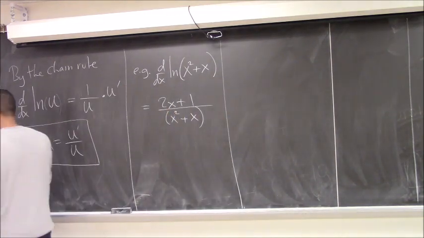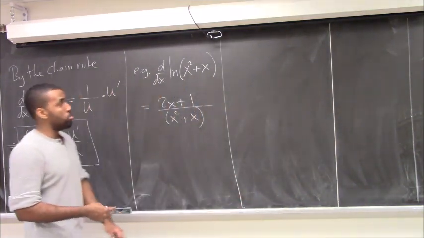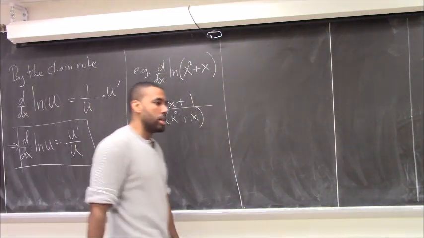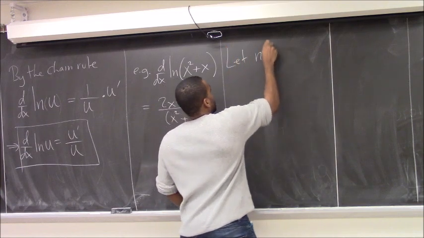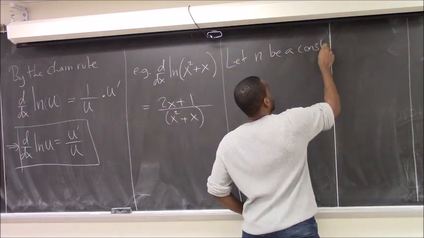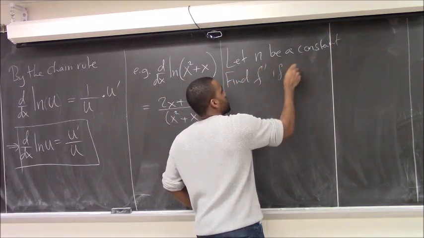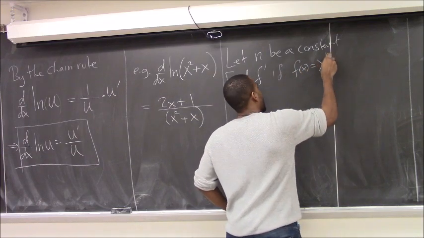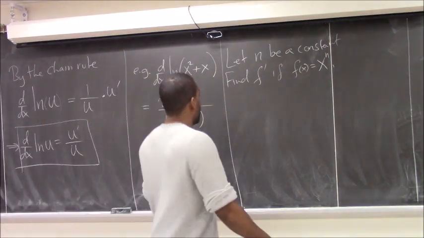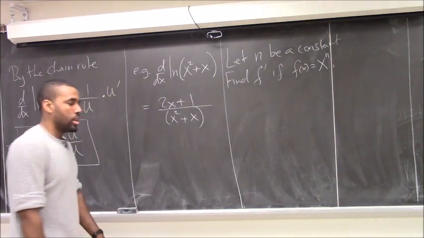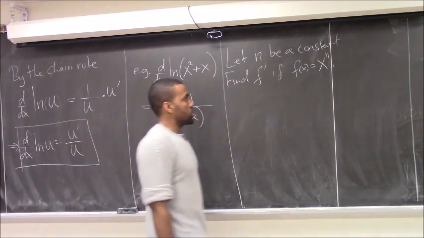I'm going to derive another rule for you now. A very important rule. It's called the power rule. It's going to be the guy that helps us differentiate polynomials and anything that looks like a polynomial. Anytime we have x to a constant power. So let n be a constant. Find f prime if f of x equals x to the n. Now the limit definition has its limitations here because if your n isn't an integer, then you won't know how to expand the parentheses. So let's do this a little more general.